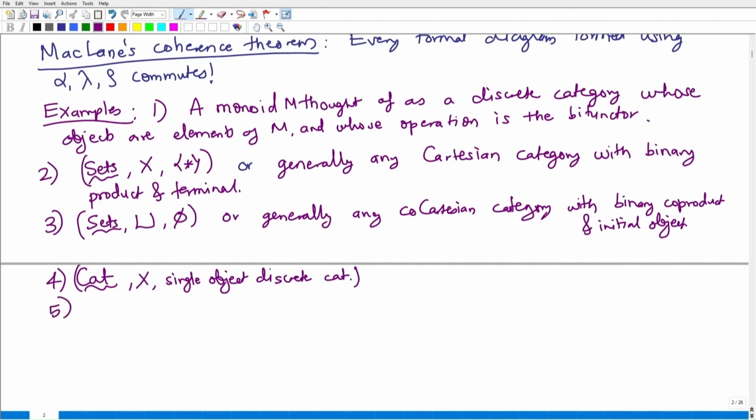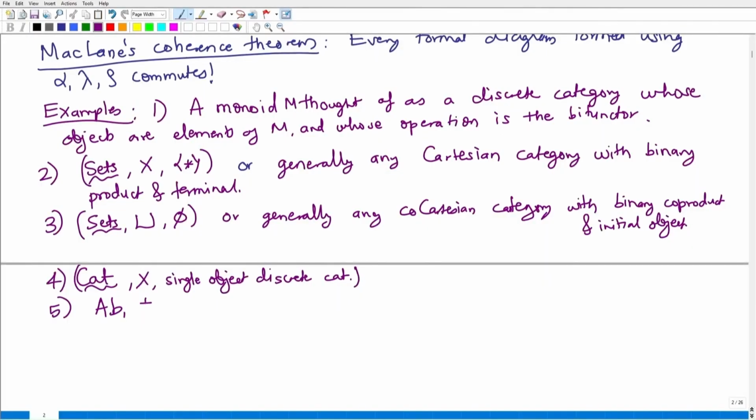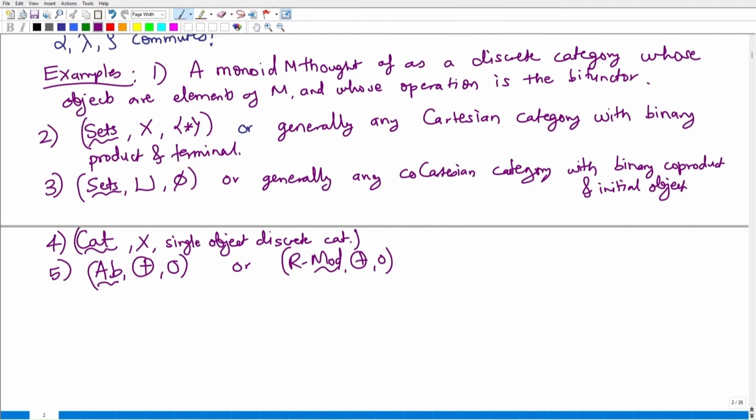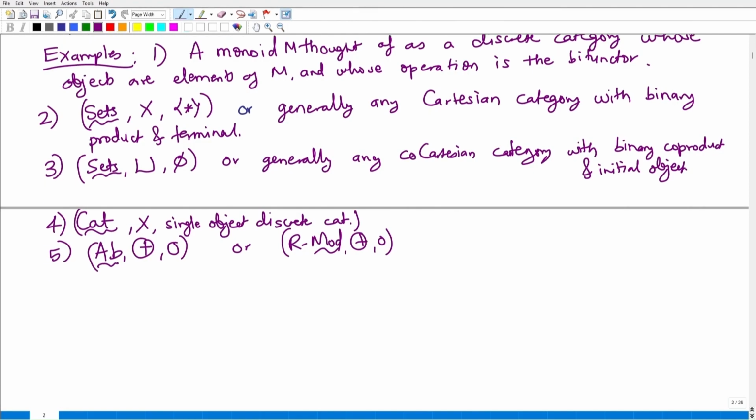In abelian groups, what is the binary product? Direct sum. And what is binary coproduct? Direct sum. Both of them are direct sum. So A B, direct sum, and then 0, or category of R modules with direct sum and 0. Yeah, these monoidal categories are really important. So that's why I'm explicitly writing them.